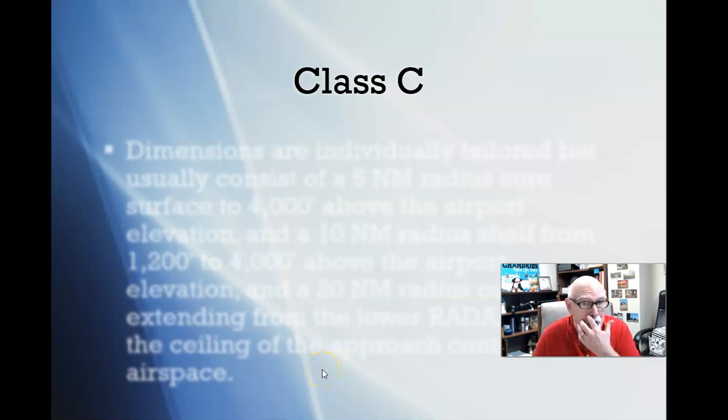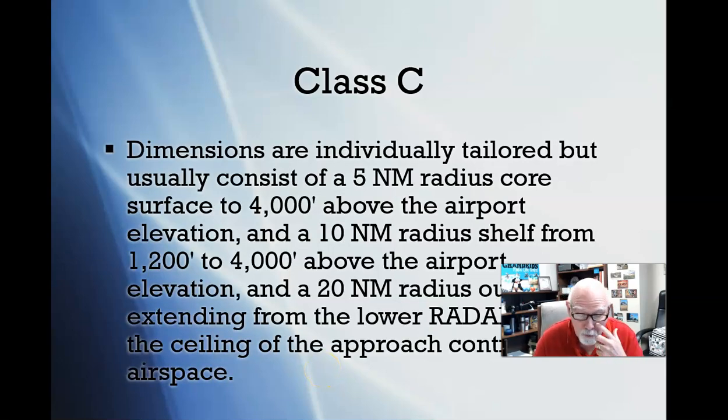Class C airspace is your next busiest airports. Charlotte, by the way, is Class B airspace, and Raleigh is Class C. Dimensions are individually tailored to that airspace and usually consist of a 5 nautical mile radius from the airport and from the surface up to 4,000 feet above the airport. And there's about a 10 nautical mile radius shelf from 1,200 up to 4,000 above the airport, and a 20 nautical mile outer area extending from the lower radar limits to the ceiling of the approach control's airspace.